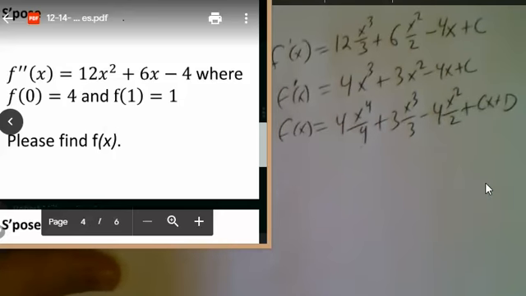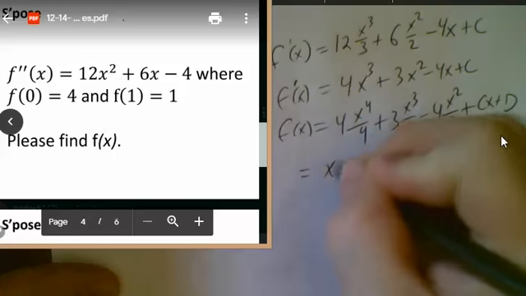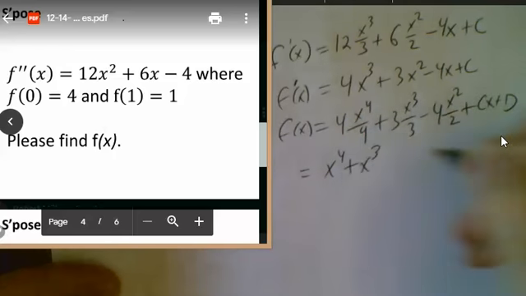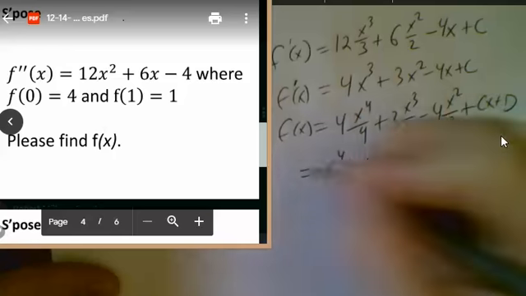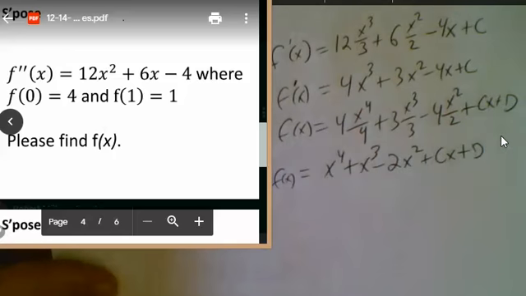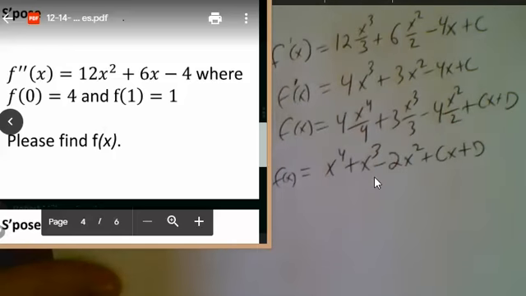All right, you could do c1 and c2, like I said, I think in an earlier video, but sometimes it might be easier to just use a different letter so you don't get mixed up. Clean this up one step here. So this is going to be x to the 4th plus x cubed minus 2x squared plus cx plus d. And that's f of x. Our general antiderivative for f of x is all these pieces right here.